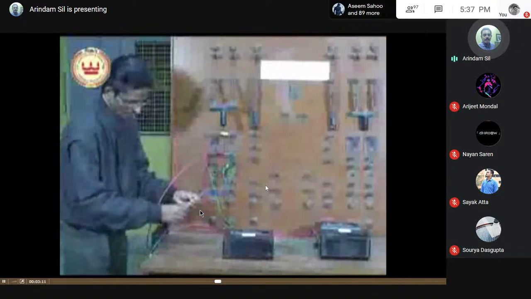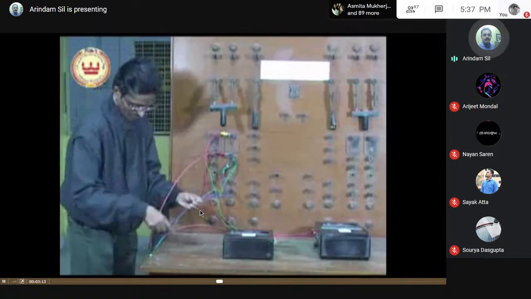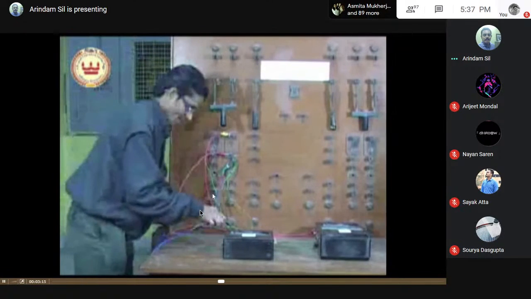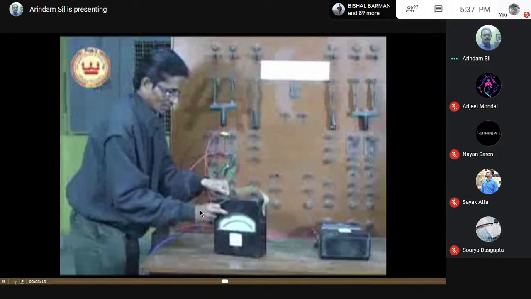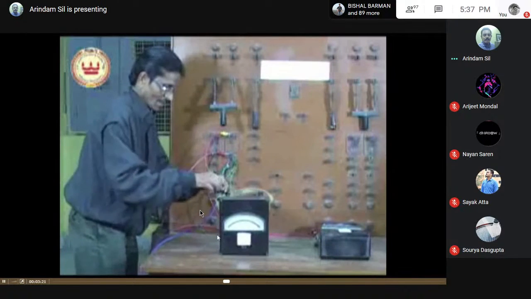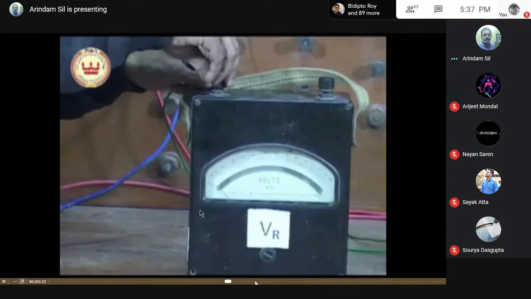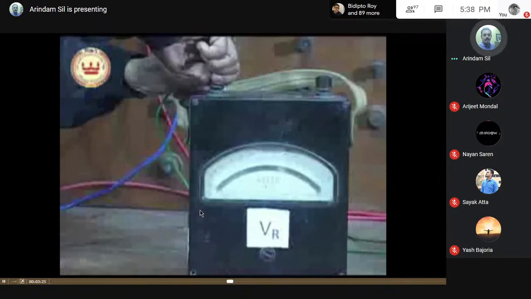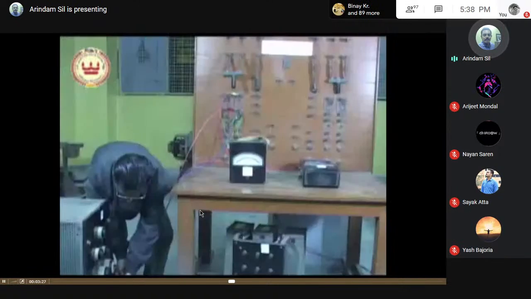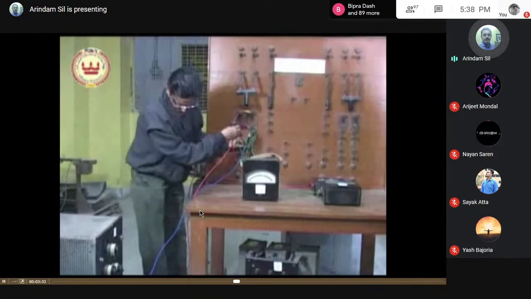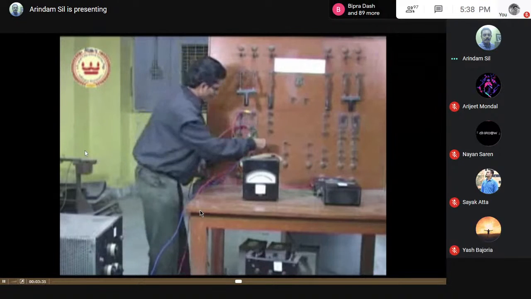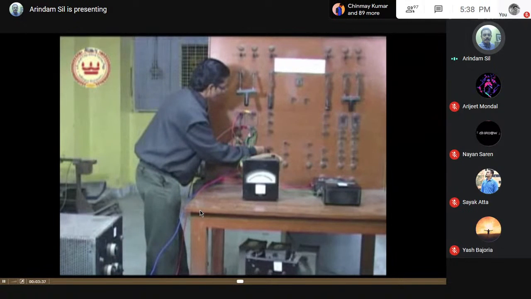So different elements they are connecting actually. Can you see that? Yes, sir. See VR, load box, voltmeter. See, is connecting it to the load box. Can you see? They are connecting it to the terminal of the load box.